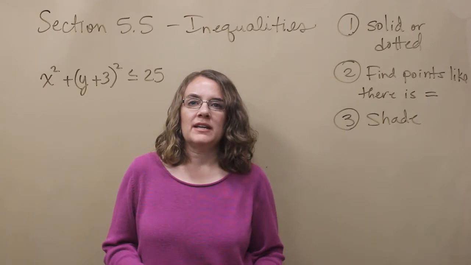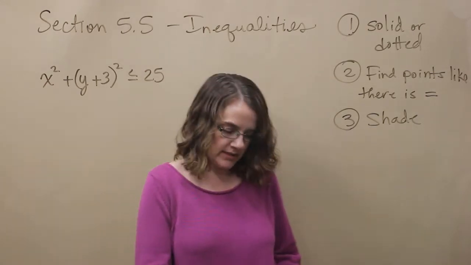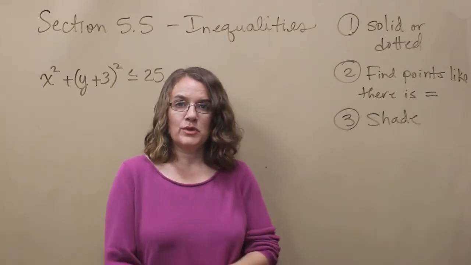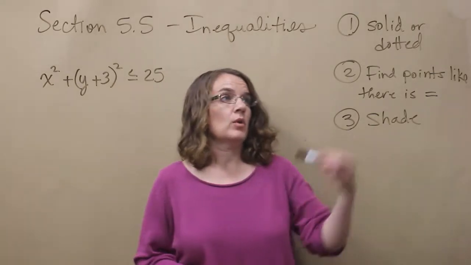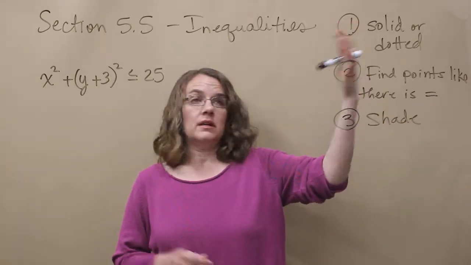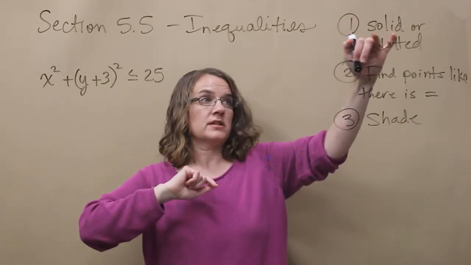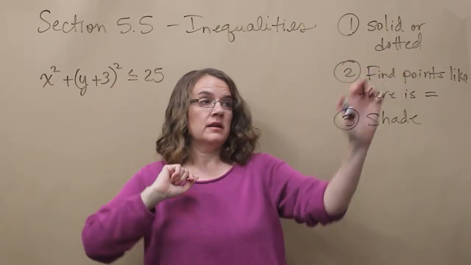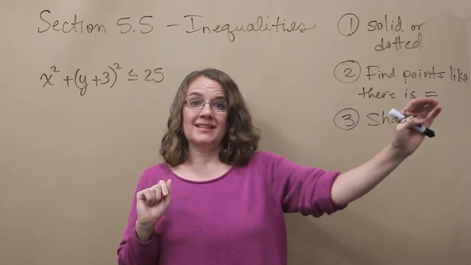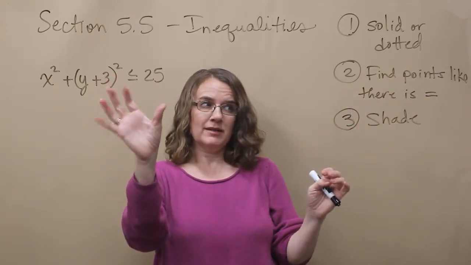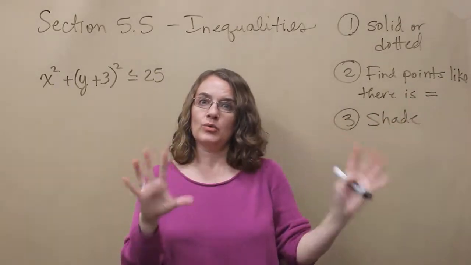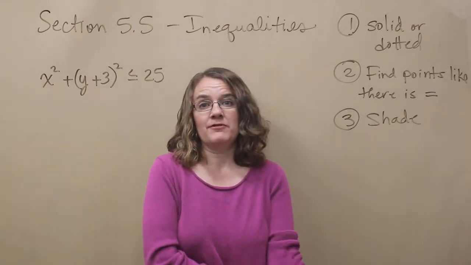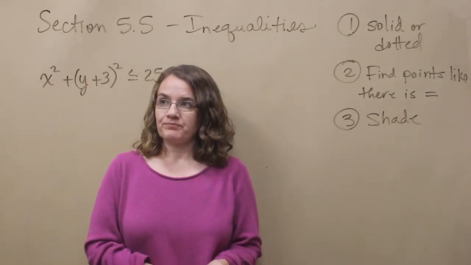We are going to graph a circle this time for our inequalities. The way this works is we first want to review what it means to have inequalities. If it's less than or equal to, it's going to be a solid line. If it were just less than, it would only be a dotted line. We're going to find points like there is an equal in our equation. It's an inequality, but we're doing that. But then we're going to shade the whole region that is our solution set for the inequalities.